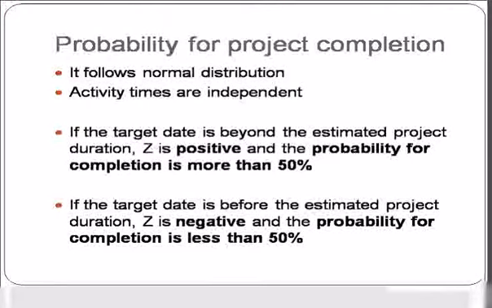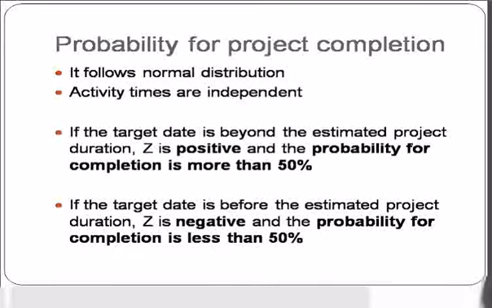Then what do we mean by this probability? How can we calculate the probability of project completion by a target date? Here we follow the normal distribution, that is, the bell-shaped curve. Then, activity times are independent.